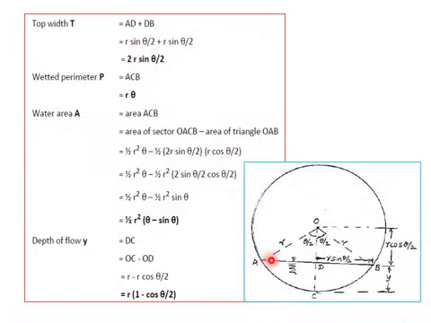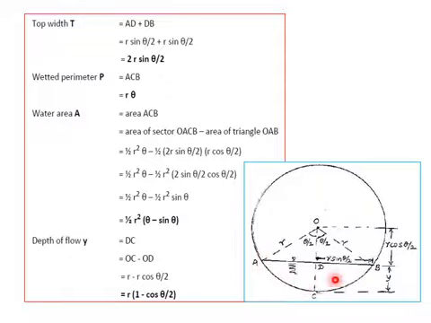What is the wetted perimeter? The perimeter is this arc length. It is the length of the channel boundary in contact with the flowing water. So ACB is the wetted perimeter. If theta is the angle subtended and R is the radius, then R into theta gives this perimeter. Theta should be in radians.